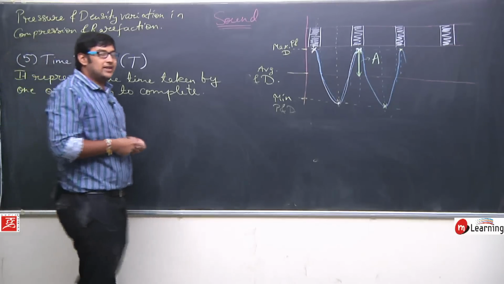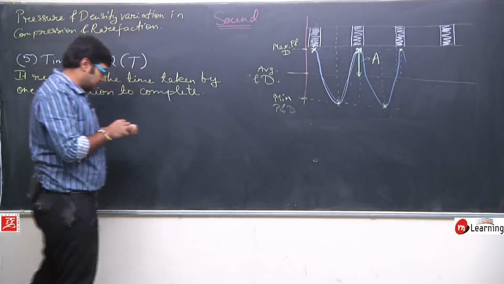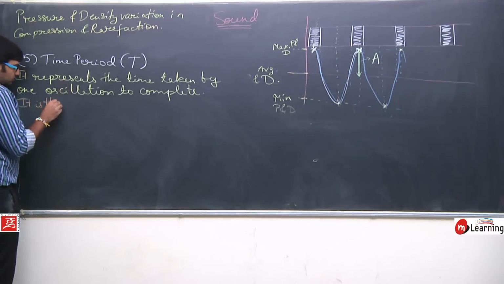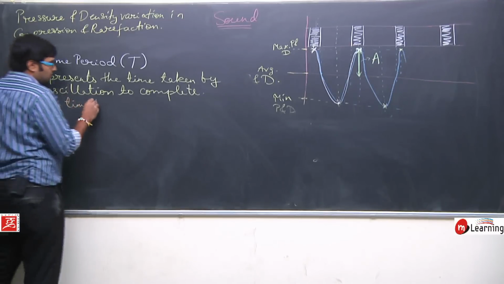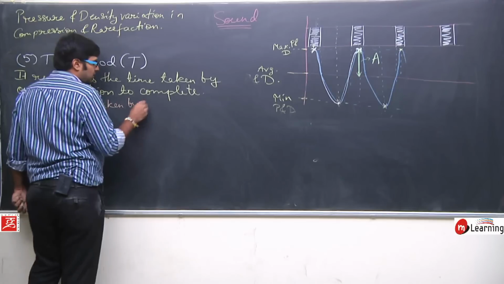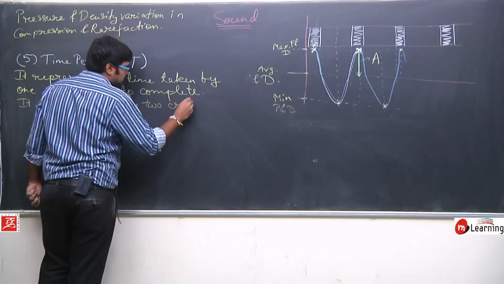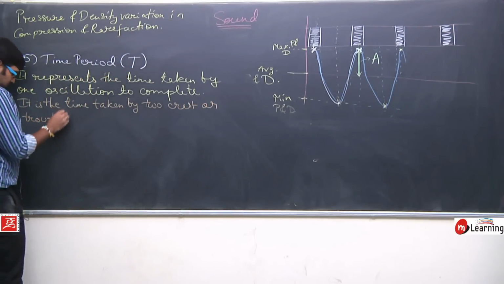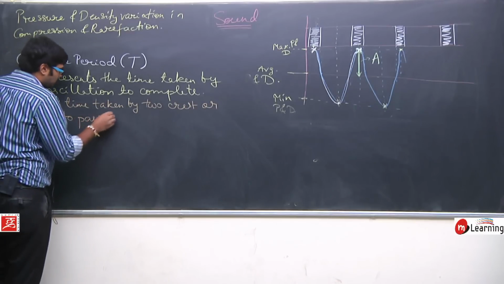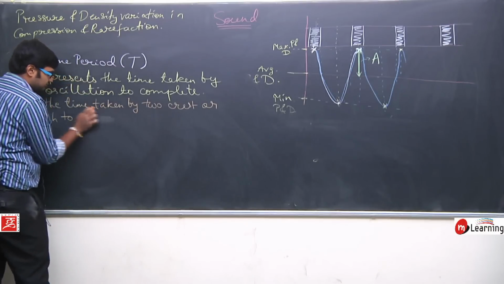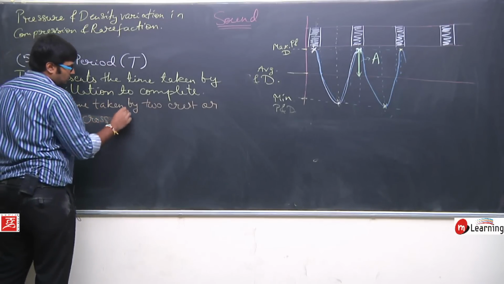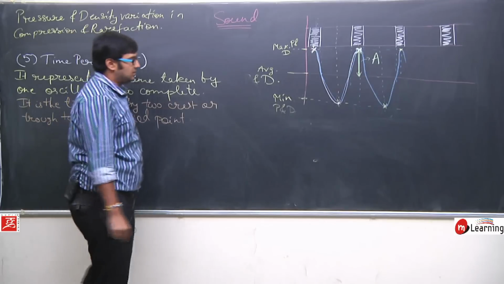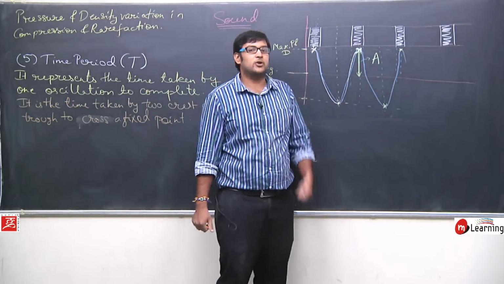Okay, or we can represent time period in one more way, that it is the time taken by two crests or troughs to pass or to cross a fixed point. Okay, it also represents the time taken by two crests or two troughs to cross a fixed point. Now what does this mean?